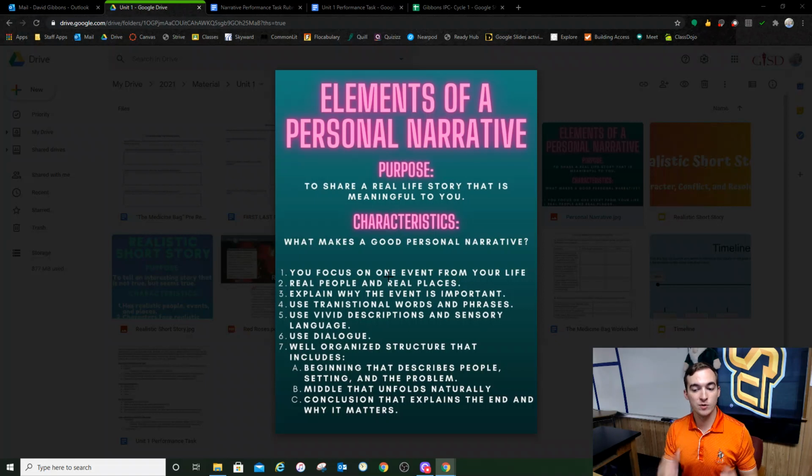2, it has real people and real places. Like I said already, it is true. It's not made up. It's not fake. There are real people and real places.